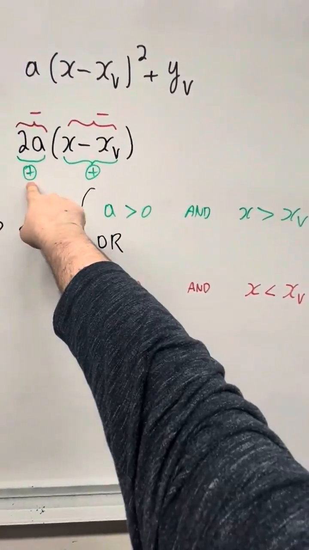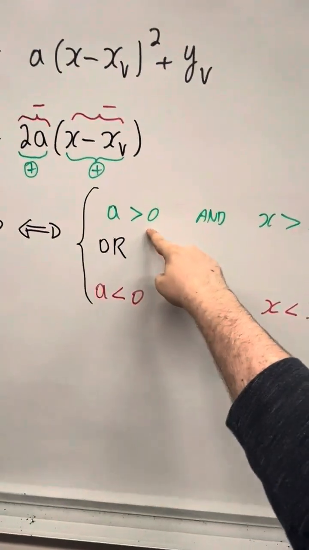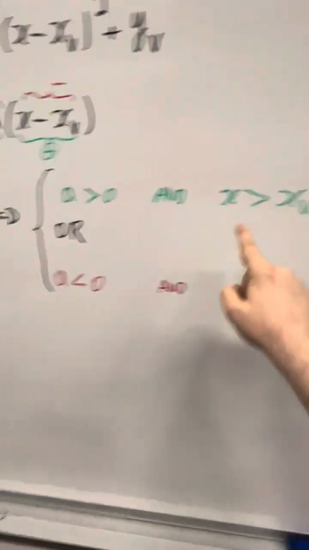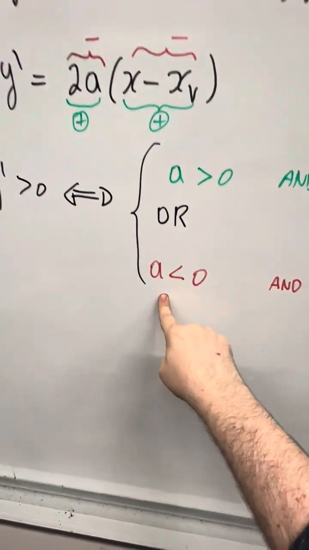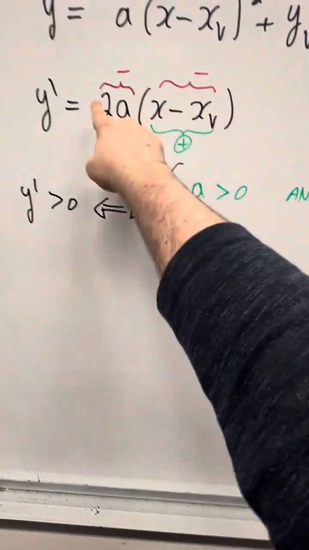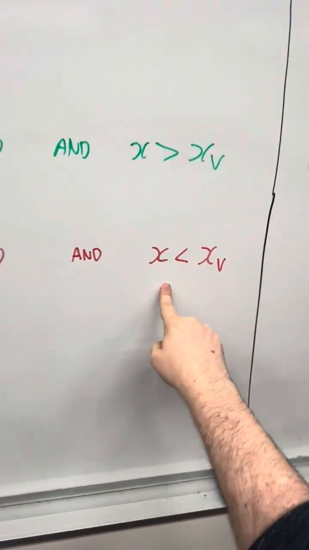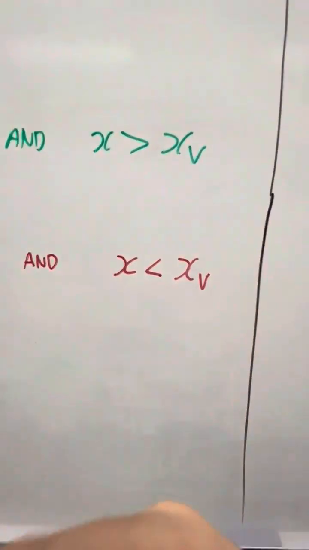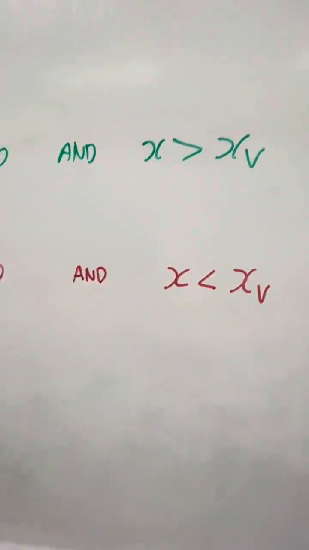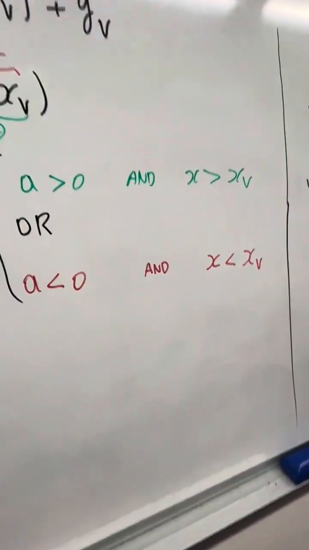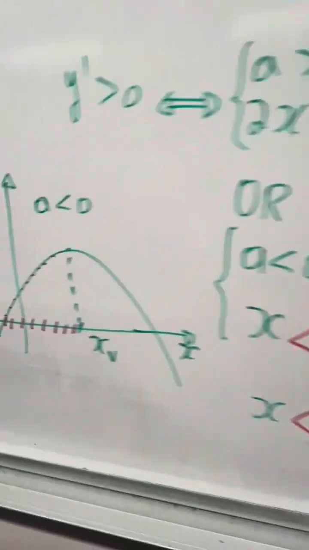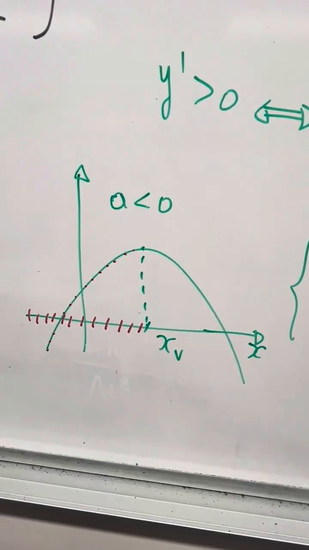If this factor here, 2a, is positive, and then this is positive, x is above the x of the vertex, or second case, the 2 are negative. The 2 factors are negative, a is negative, and x minus x of the vertex is negative, so the x is smaller than the x of the vertex. Okay? So these are 2 possibilities for the function to be increasing. And the 2 situations are in the 2 graphs that we just studied.